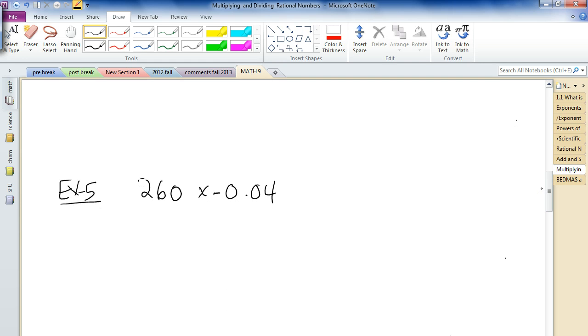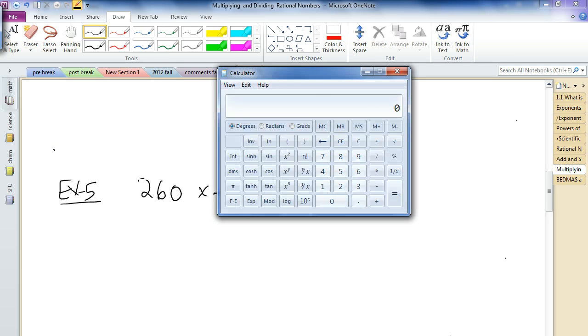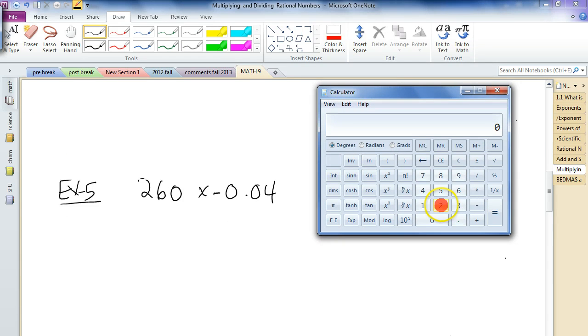Okay, so how do you deal with decimals? 260 times negative 0.04. Now, I'm going to let you do this on a calculator. So, on a calculator, just make sure that you punch in correctly. 260 times. Now, it depends on your calculator. Some of your calculators you can punch the negative sign first, 0.04. Other ones you have to punch in the number first, then the negative sign. It's up to you in your calculator.